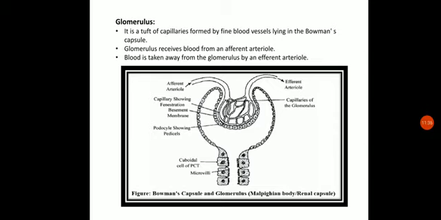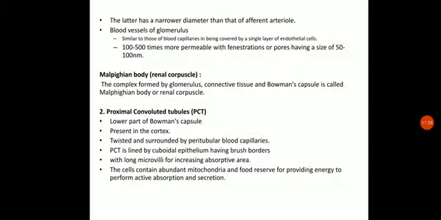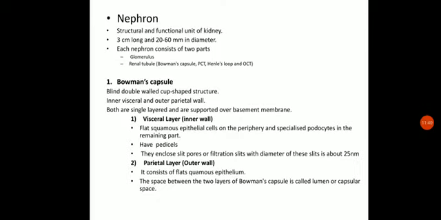So Bowman's capsule consists of two parts. Now, two walls are there: the inner, that is the visceral wall, and the parietal, that is the outer wall. Next, both walls are single layered in nature. You have to note it down. Both of the walls are single layered in nature.